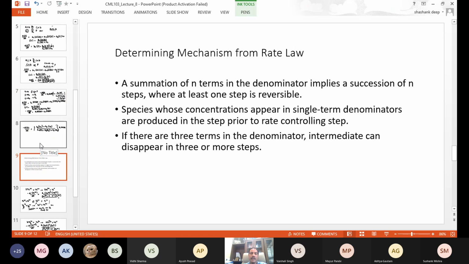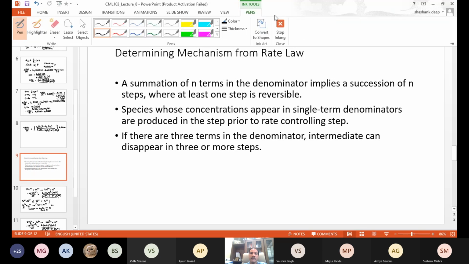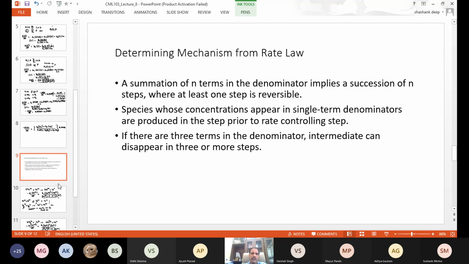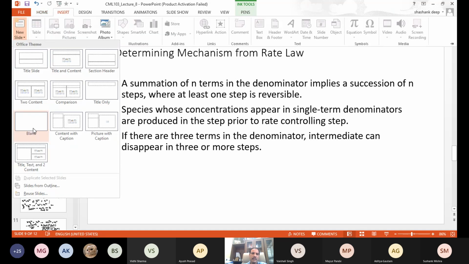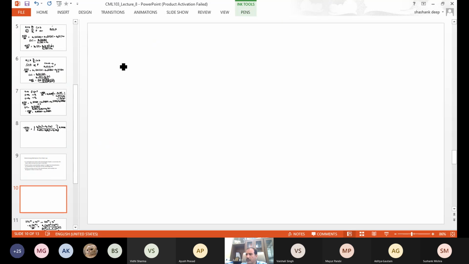Okay, so now we know some of the rules. Now let us see how we can apply this. Am I right? Let me start with one example, then you will probably understand in a much better way. Okay, so let me give one example.